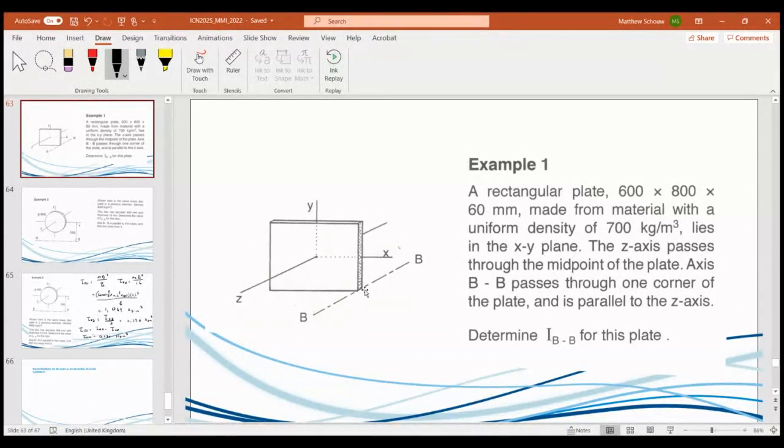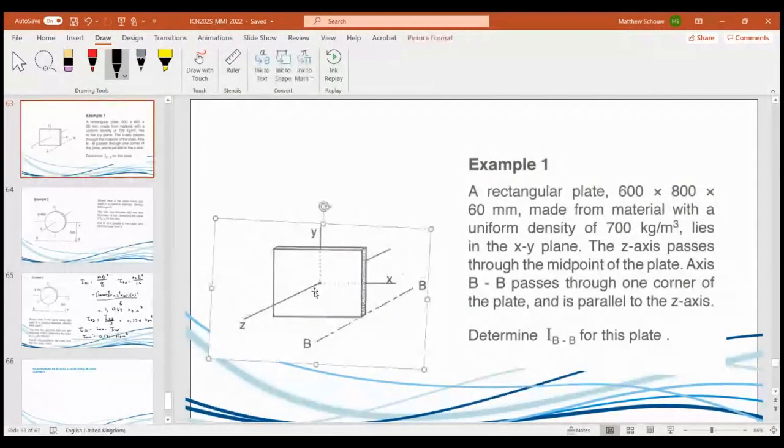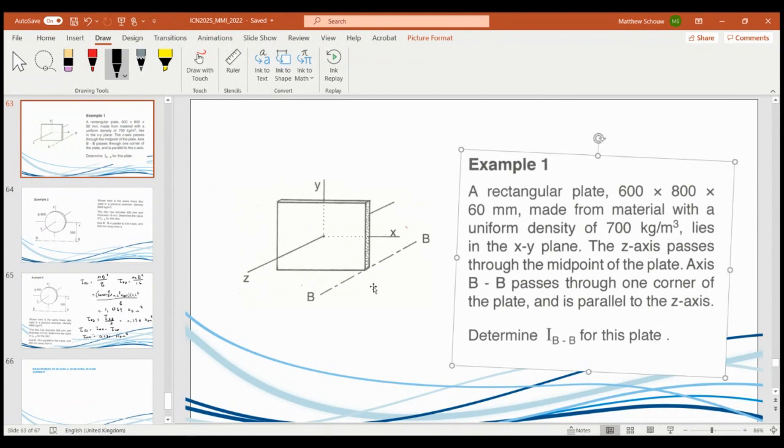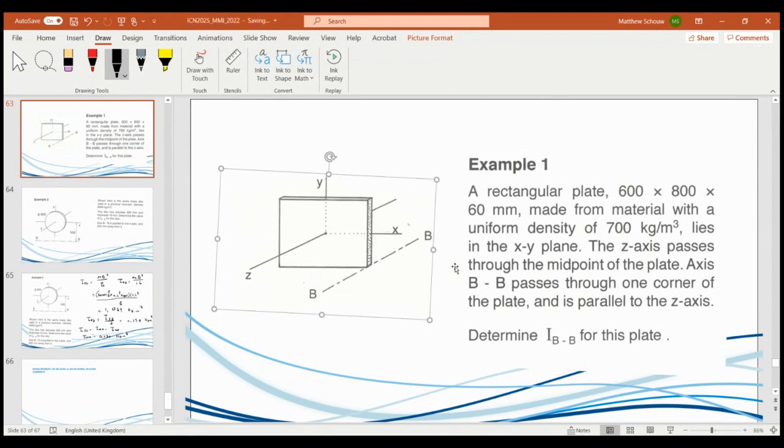So you're probably thinking, how do you actually get this value? You can possibly use Pythagoras here. I don't know if you can see that. Yeah, I can see that. Are you with me? Yeah. So you can just use Pythagoras to get that distance from there to there. Yeah, I actually didn't think about it. It's possible, unless they're giving the distance. Axis BB passes through one corner of the plate here. So yeah, will that be parallel to that? Yeah. Going to give this one a go.